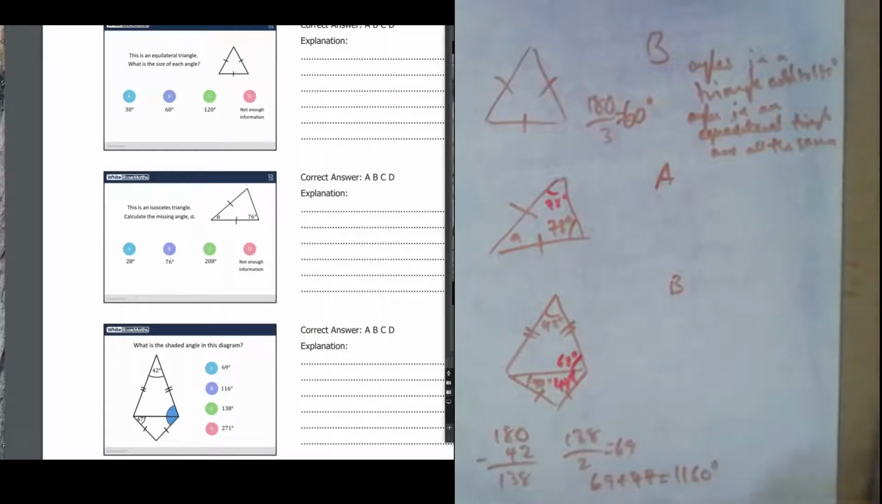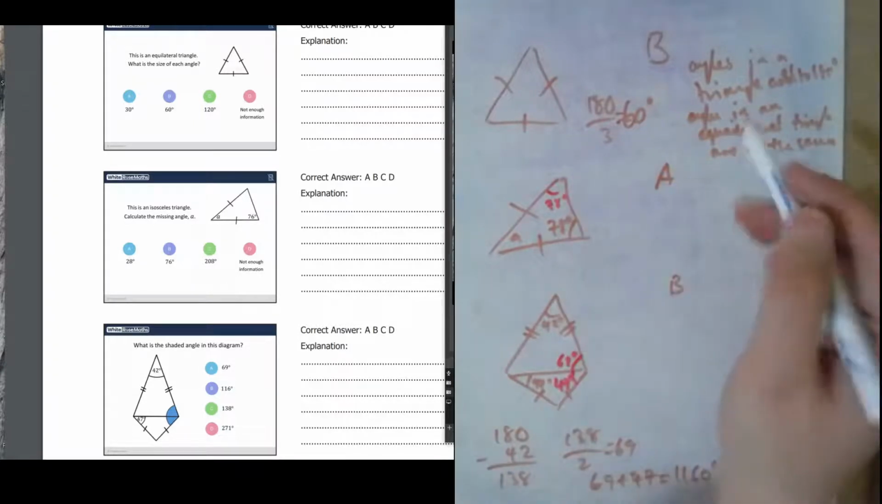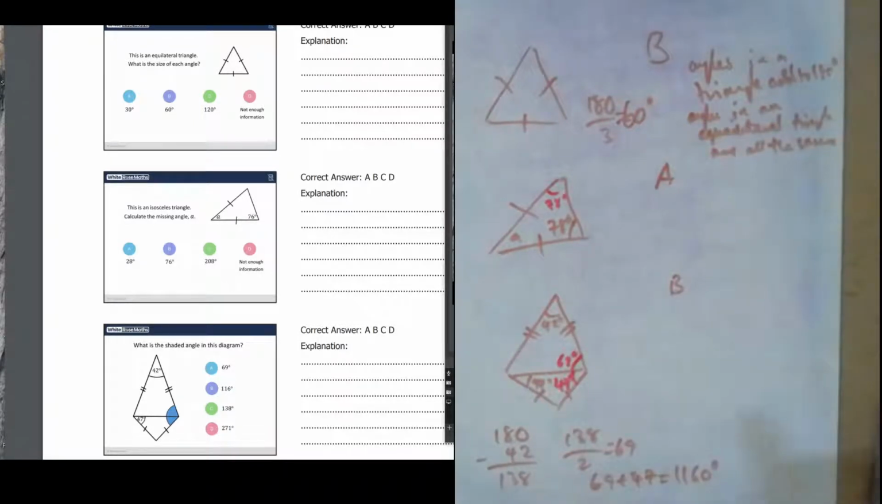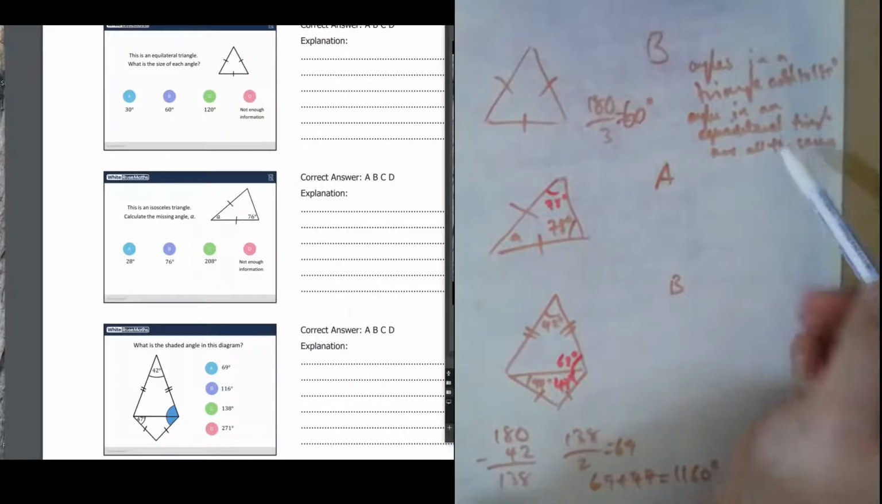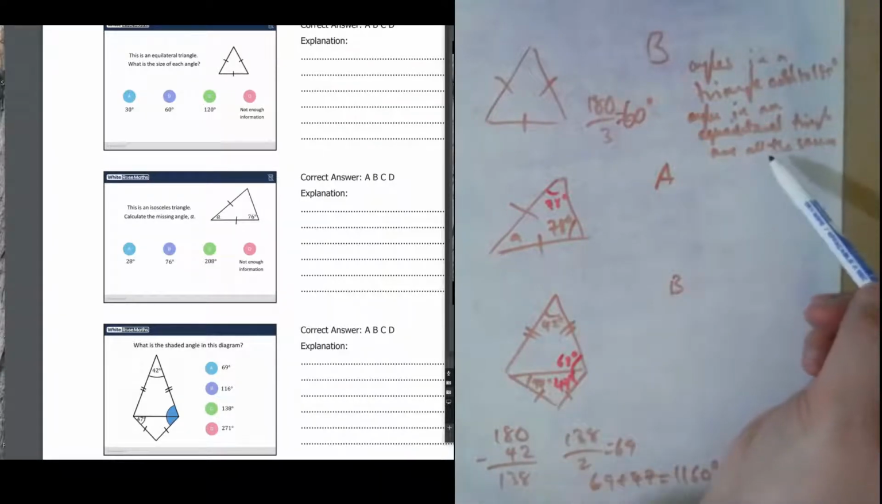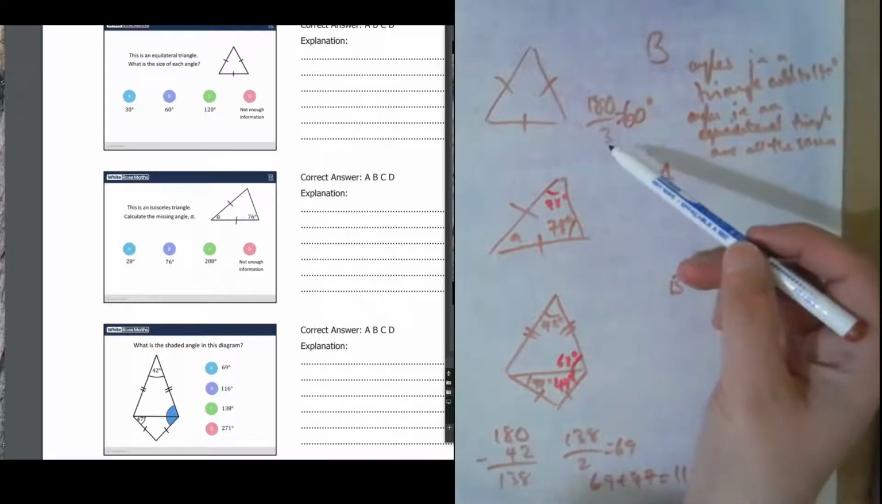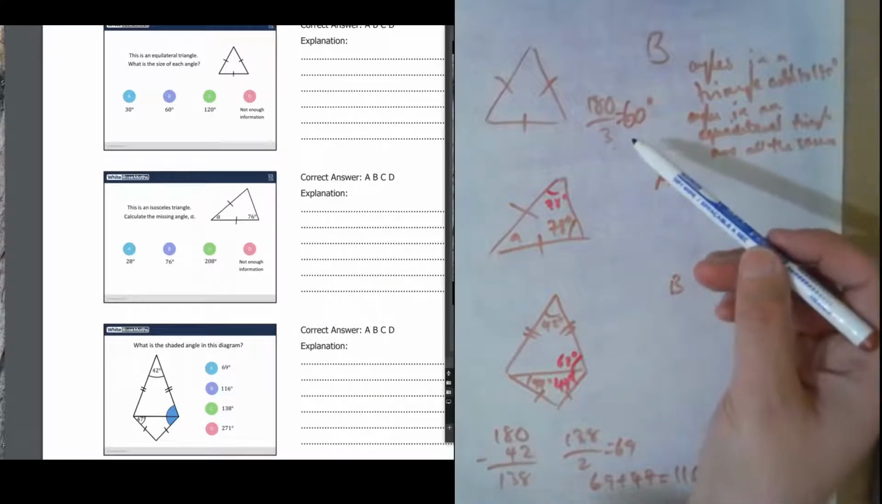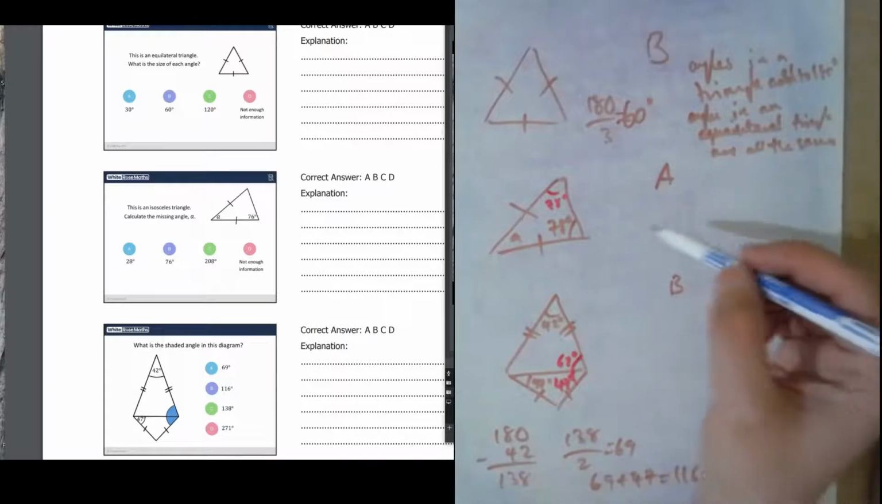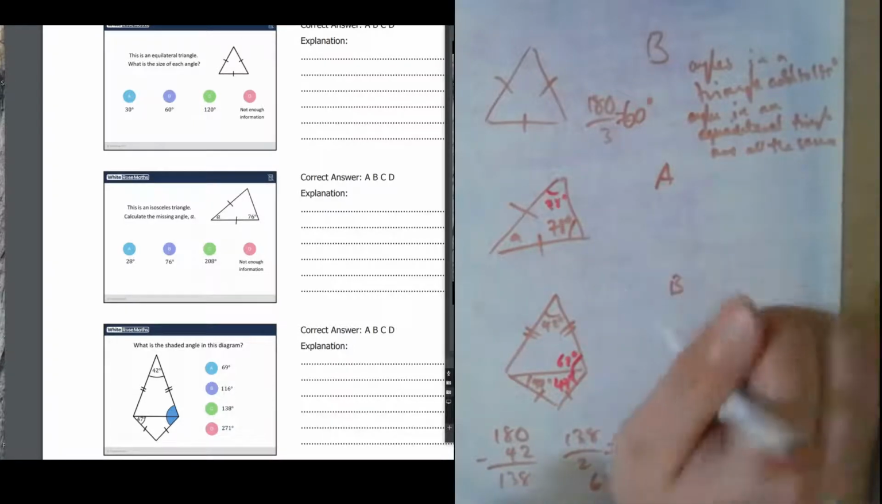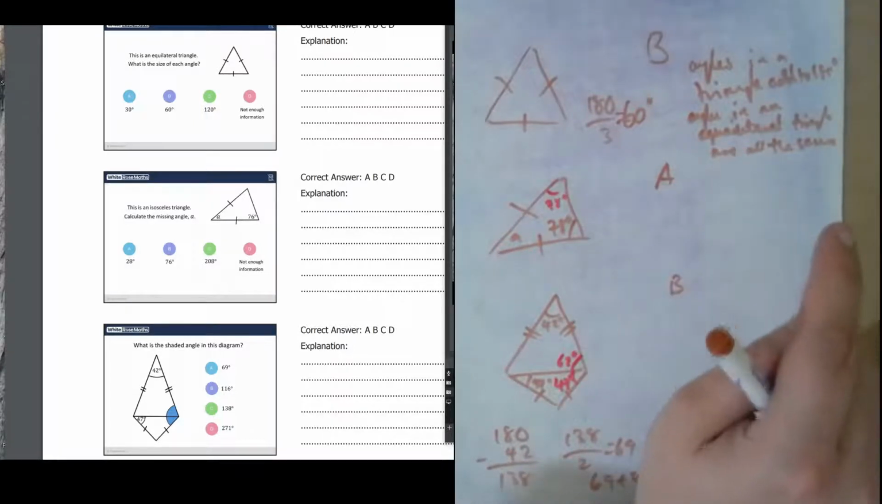Okay, so just listen and then you can obviously write this down. Equilateral you should already have written in your books anyway. But these are the two reasons I need for an explanation. And then you have 180 degrees divided by 3, which gives you that 60 degrees, which is B. Okay, for the next one, what type of triangle is this? Two sides are the same, so it is an isosceles.